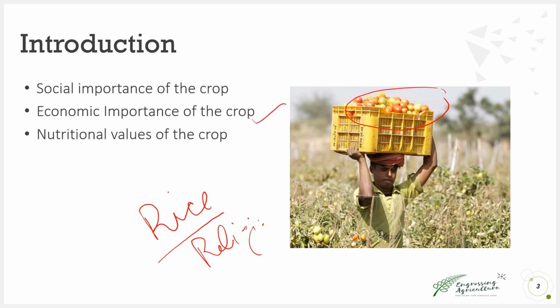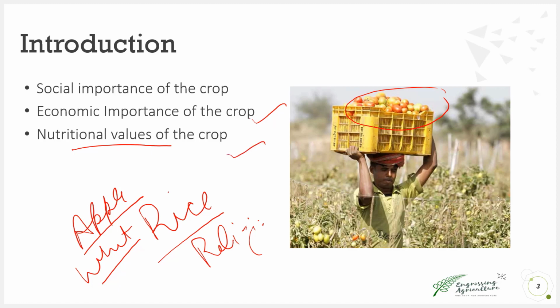Then economic importance, that is the contribution of the crop in the national economy. That means what percentage of the crop is exported or how abundant it is in the country. That is all economic importance. Nutrition values are the various nutrients present in the crop, such as apple has various nutrition values, wheat has different nutrition values. So we must include how much protein content, carbohydrate content and fat content is there. All the nutrition values are included in the introduction.